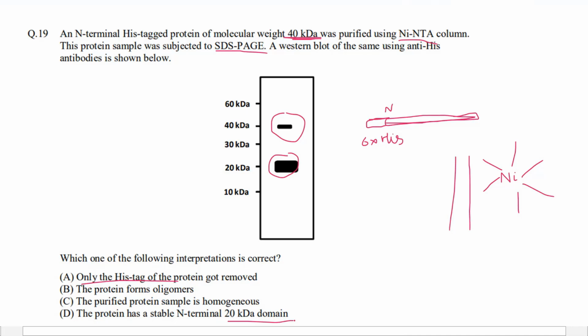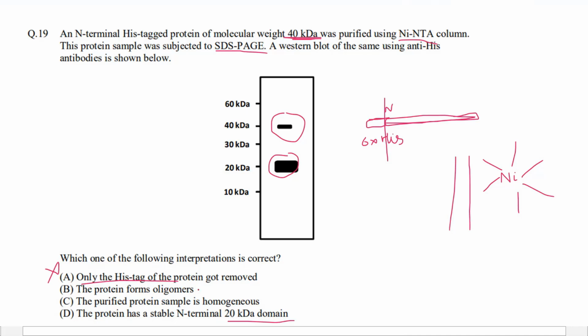Going through the options, first: only the his tag of the protein got removed. Even if the his tag is removed, it will not show up as a 20 kilodalton band. It will be even less than that, 2 or 3 kilodalton at most. It will not be visible as a 20 kilodalton band, so this option is wrong.